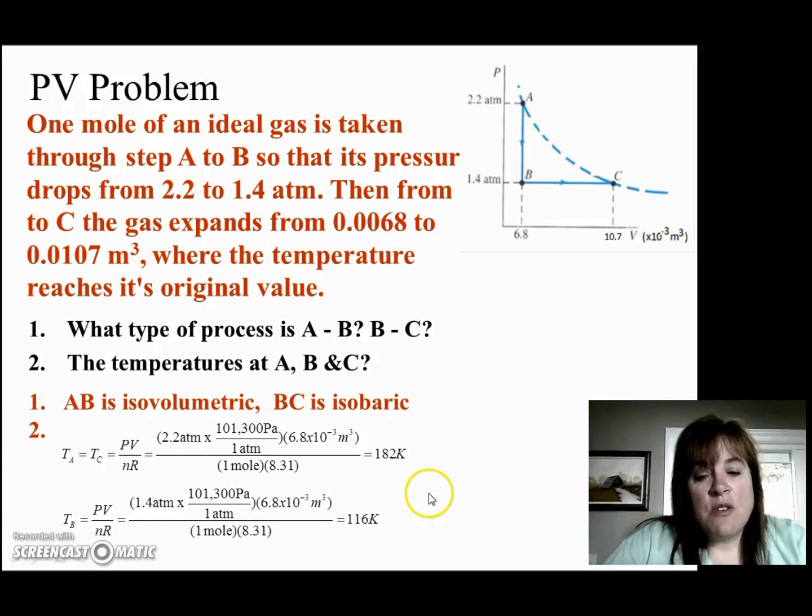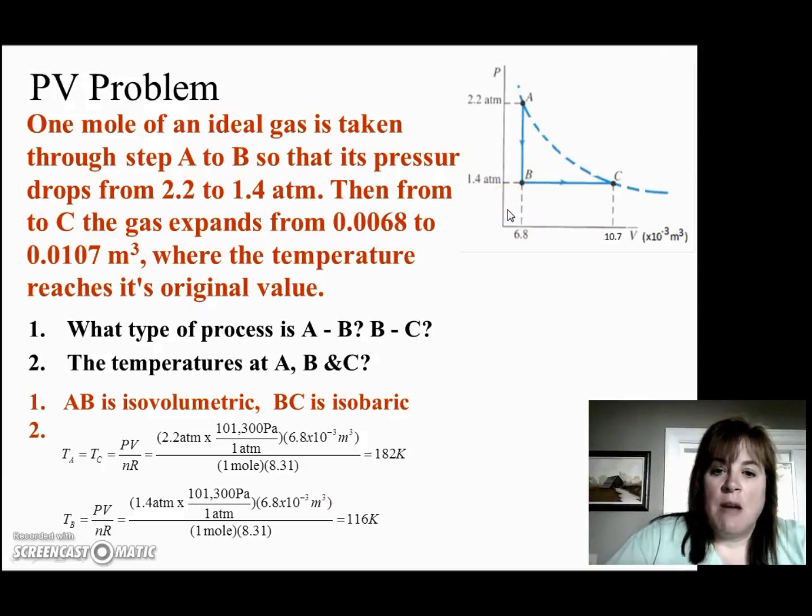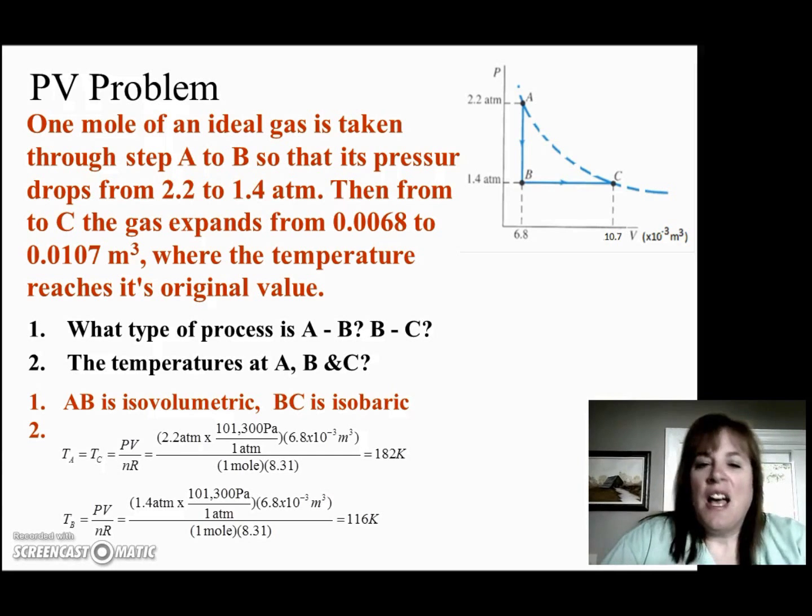Does it make sense to you that the temperature is lower at B than it is at A or C? Well, hopefully, yes, right? You're below the AC isotherm. So if I'm moving this way toward the axes, that must mean the temperature is decreasing. How'd you do? I'll see you in class.